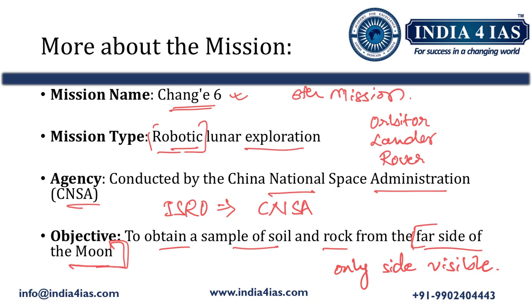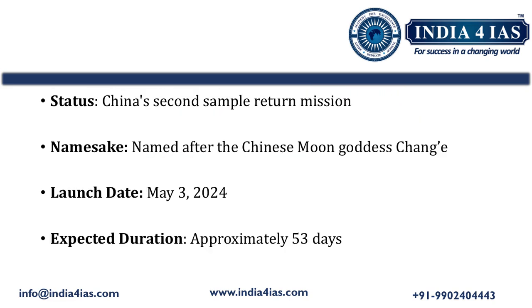This Chang'e mission aims to collect samples of soil and rock from the far side of the moon. This is China's second sample return mission. The Chang'e 5 mission also collected samples from the moon and returned them to the earth. Whereas the Chang'e 6 mission is collecting samples from the far side of the moon. That is the difference between Chang'e 5 and Chang'e 6.